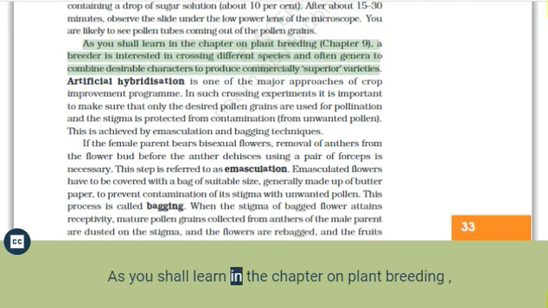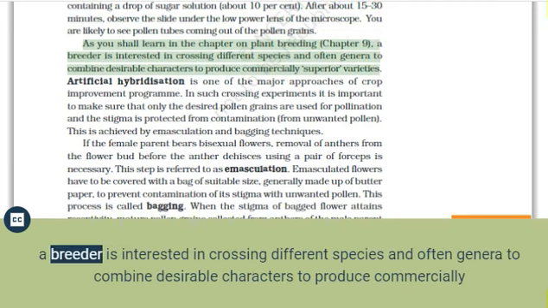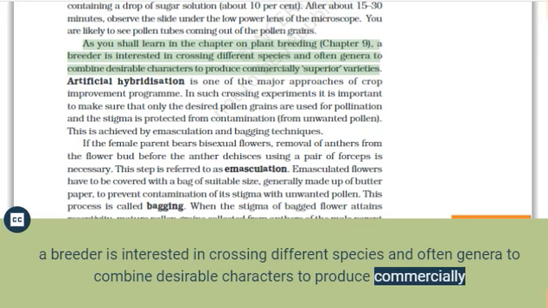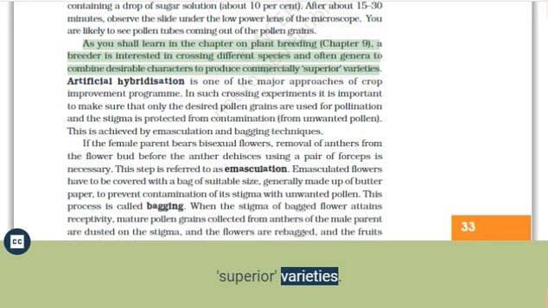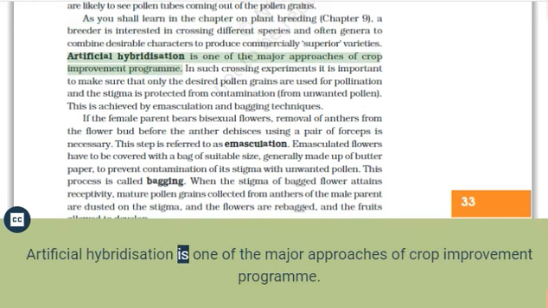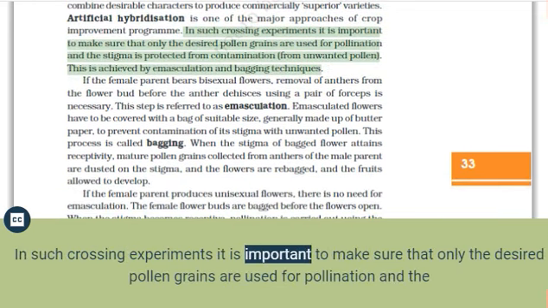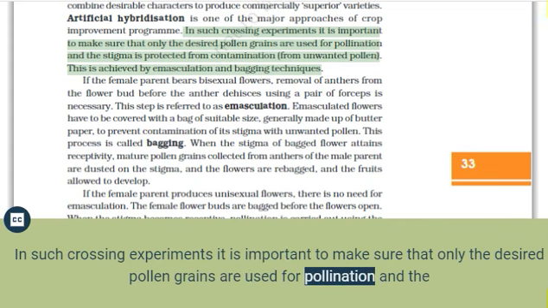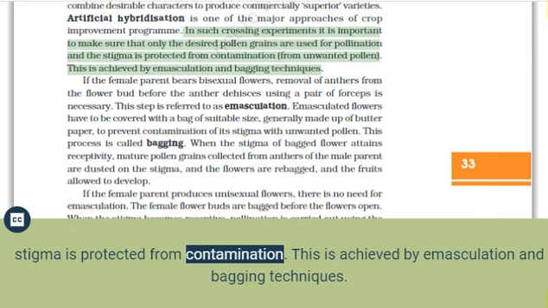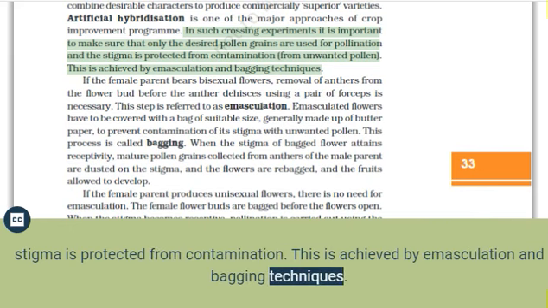As you shall learn in the chapter on plant breeding, a breeder is interested in crossing different species and often genera to combine desirable characters to produce commercially superior varieties. Artificial hybridization is one of the major approaches of crop improvement programs. In such crossing experiments, it is important to make sure that only the desired pollen grains are used for pollination and the stigma is protected from contamination. This is achieved by emasculation and bagging techniques.